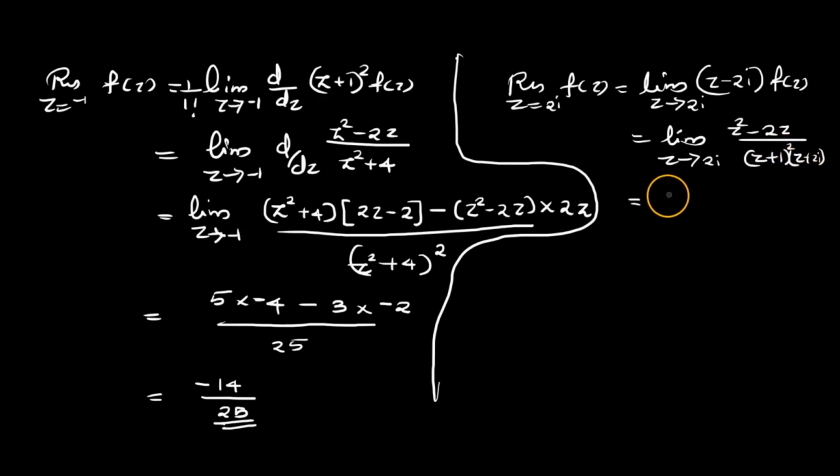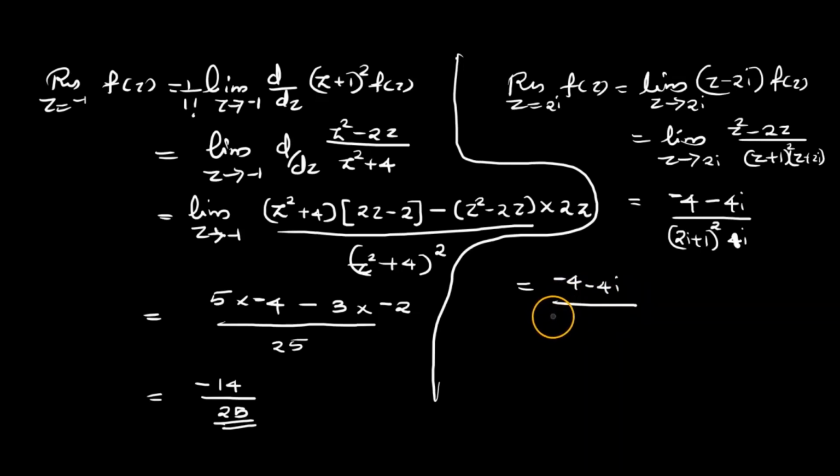Putting z equal to 2i, z square is (2i) square. i square is minus 1, 2 square is 4, so this is minus 4. Minus 2 into 2i, this is minus 4i, divided by (2i plus 1) whole square, and 2i plus 2i is 4i. So this is equal to minus 4 minus 4i divided by (2i plus 1) whole square into 4i.